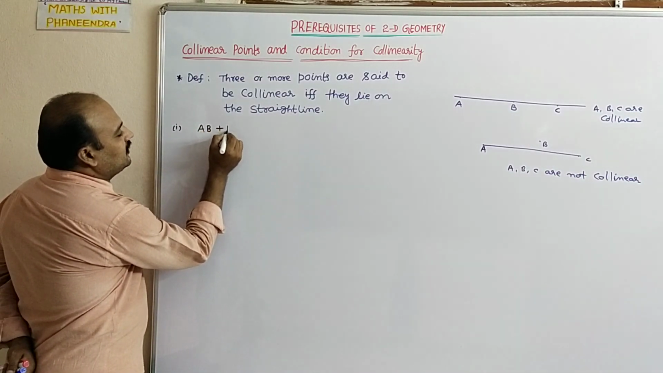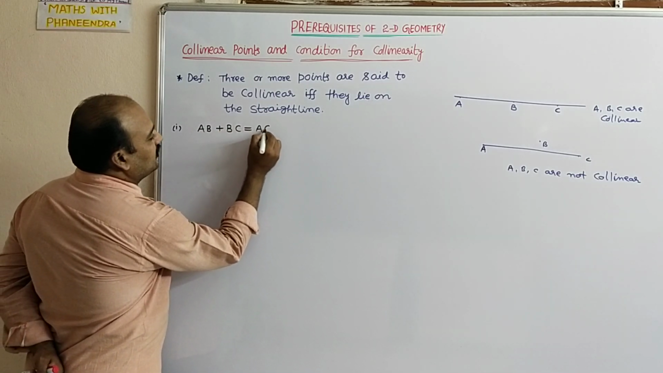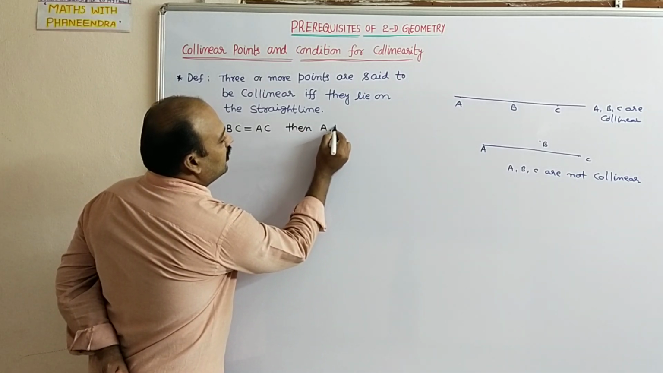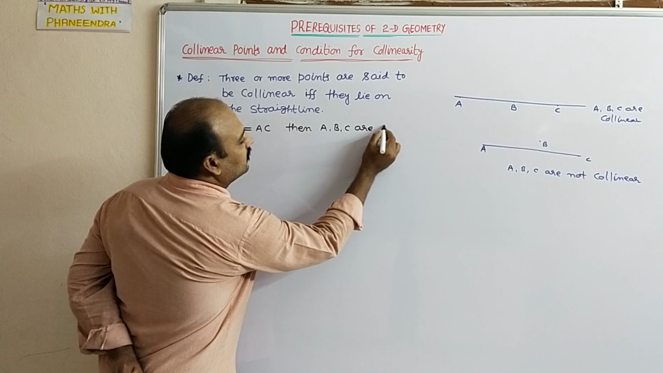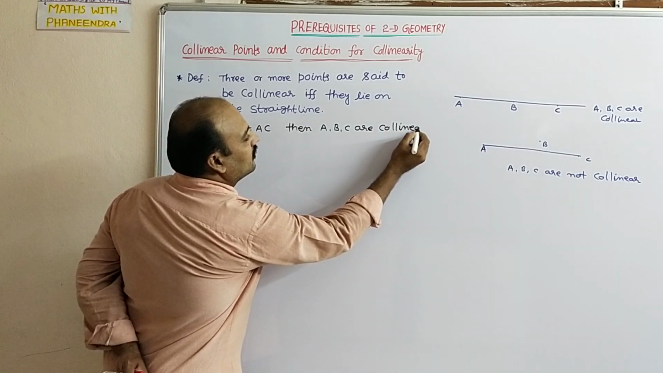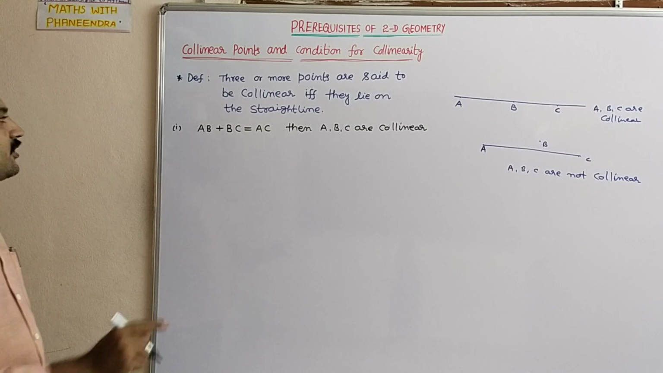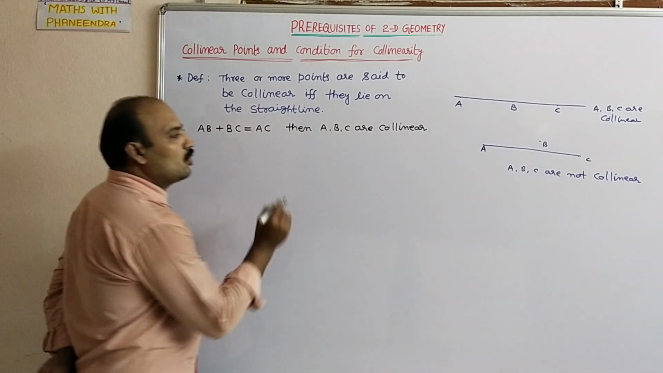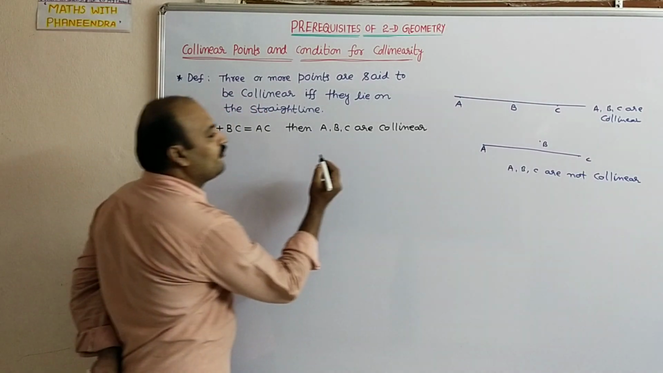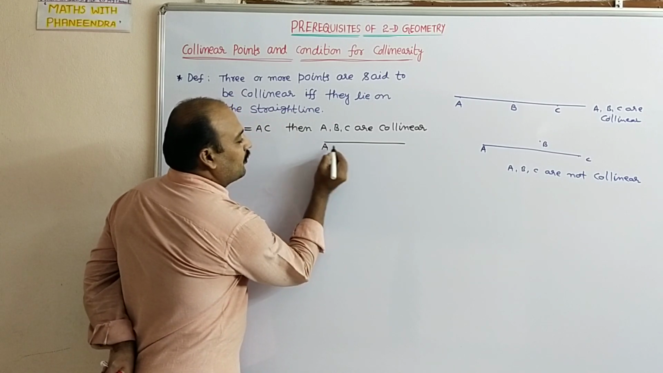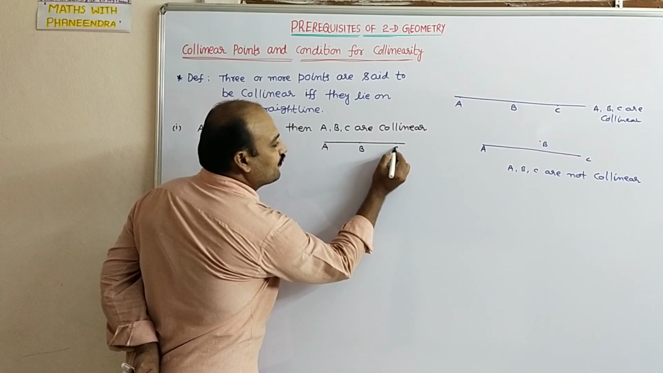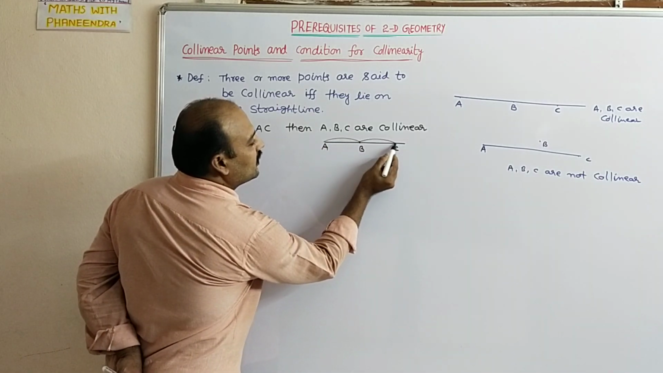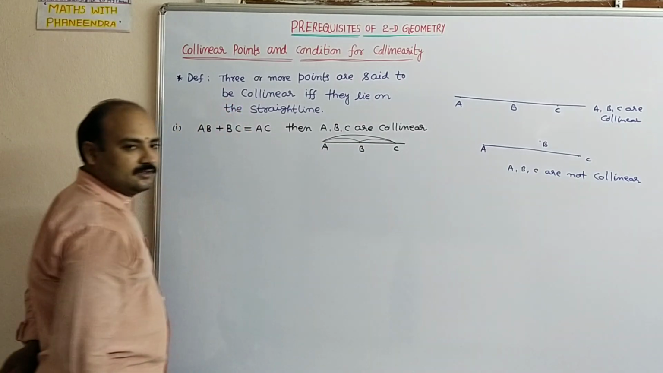If AB plus BC is equal to AC, then A, B, C are collinear. That means the sum of any two distances should be equal to the third distance, then the points are collinear. When will it be possible? Whenever the points are situated in this way, AB plus BC is equal to AC.